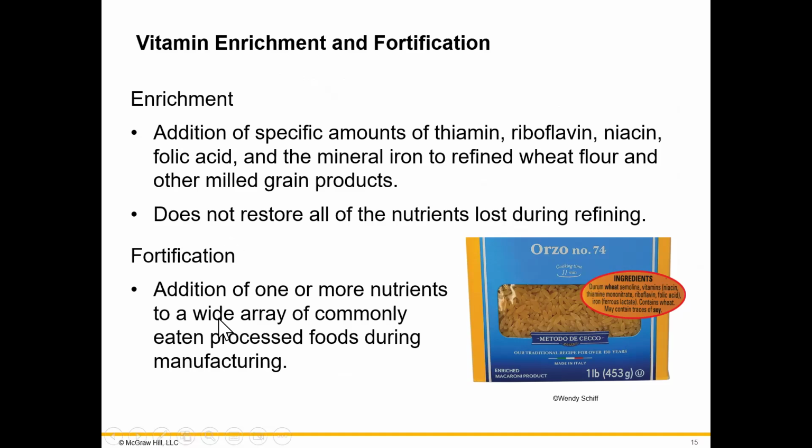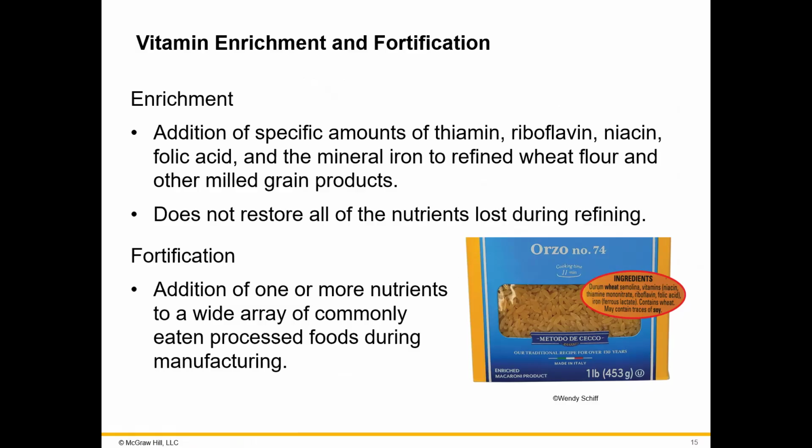Whereas fortification is where they have taken vitamins and added it to a food that did not originally have it. So they are fortifying it, making it stronger, making it better by adding vitamins that weren't originally there. And this has really helped to save thousands of lives over the decades that we've been doing it. And it has really increased the nutritional quality around the world.